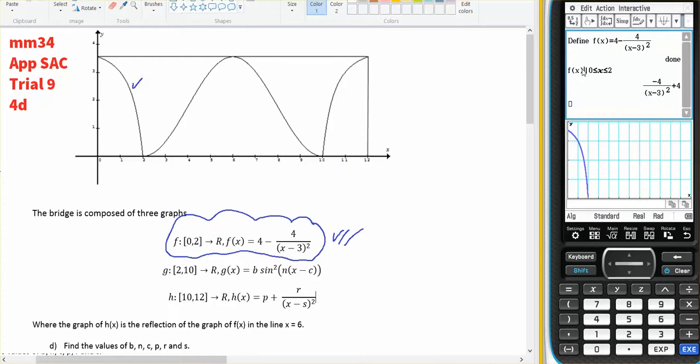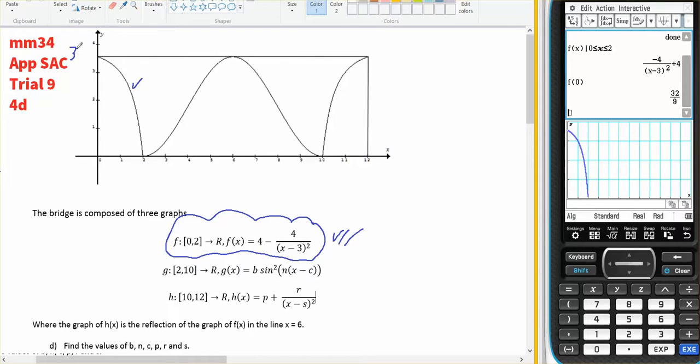Okay, I'm interested in what the y-intercept is, and that's going to give me f of 0, and f of 0 should equal 32 on 9, so that up there is 32 on 9, which means that coordinate there is 6 and 32 on 9.